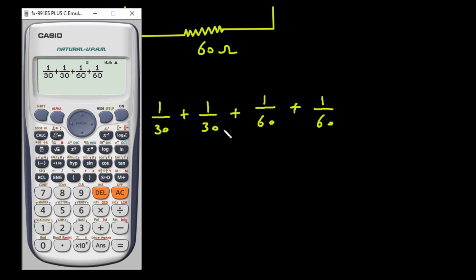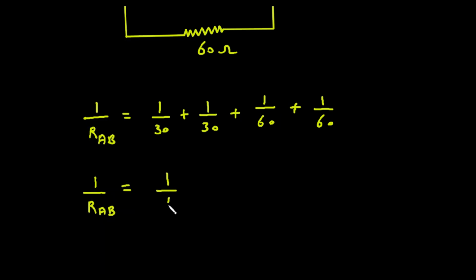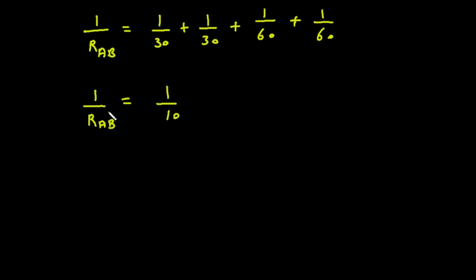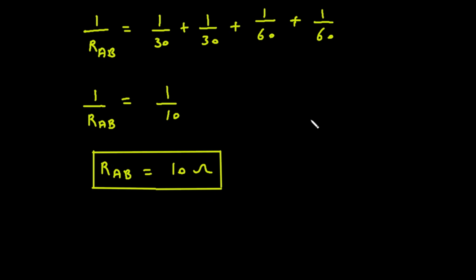So 1/30 + 1/30 + 1/60 + 1/60, so it is simply 1/10. 1/10 is the value of 1/RAB. So therefore RAB is equal to simply 10 ohm. So this is how we can solve this type of problem.